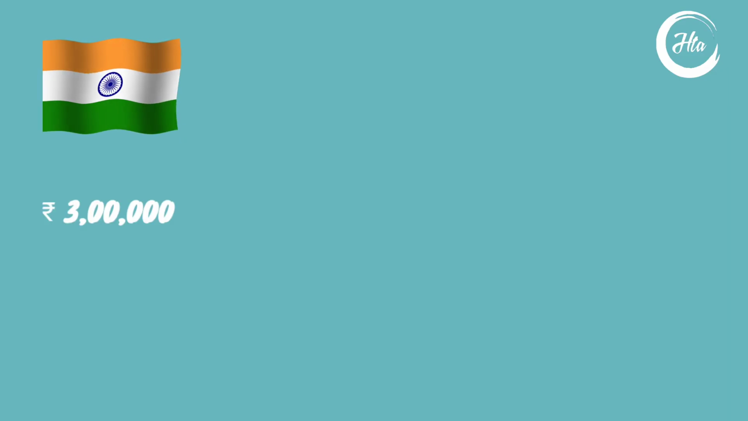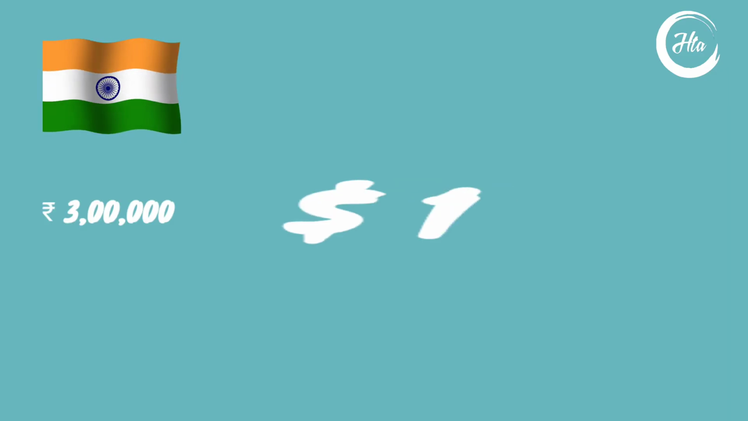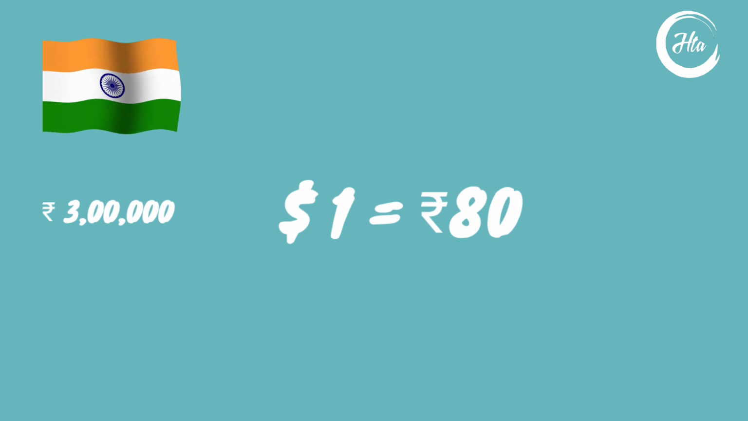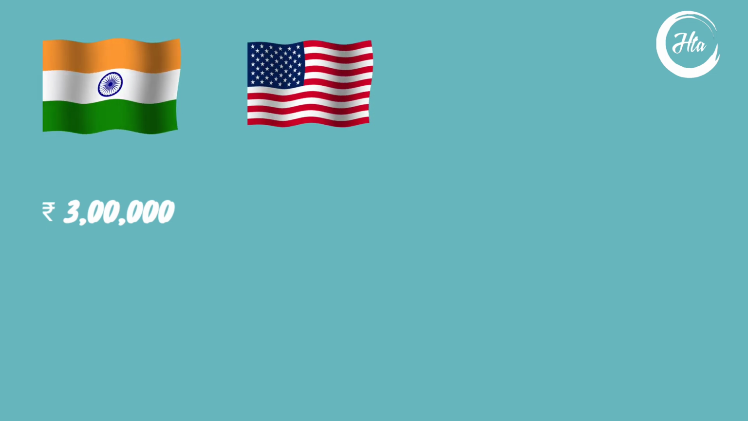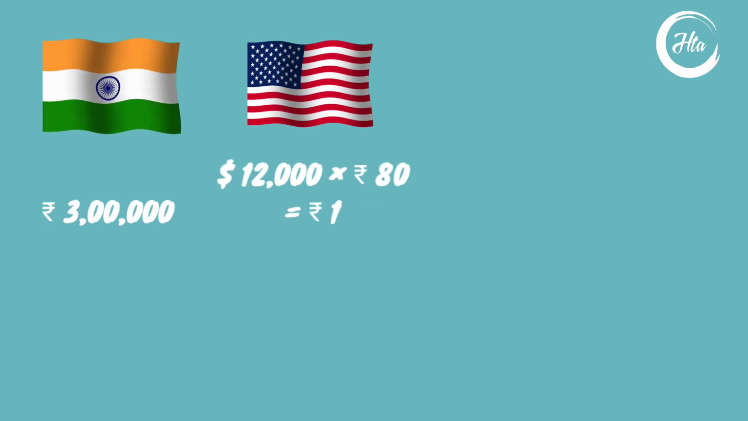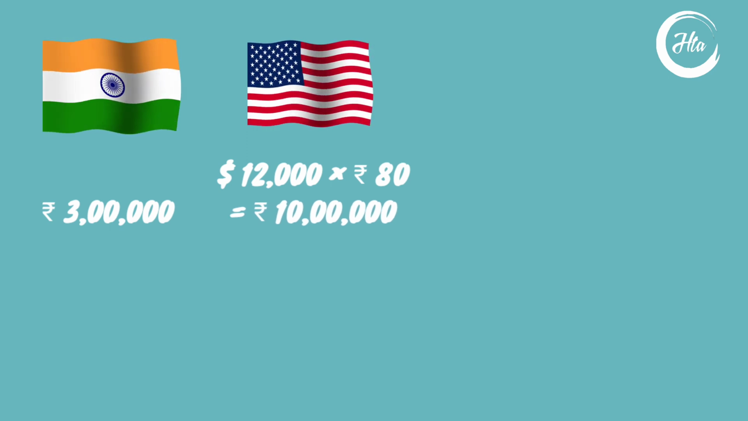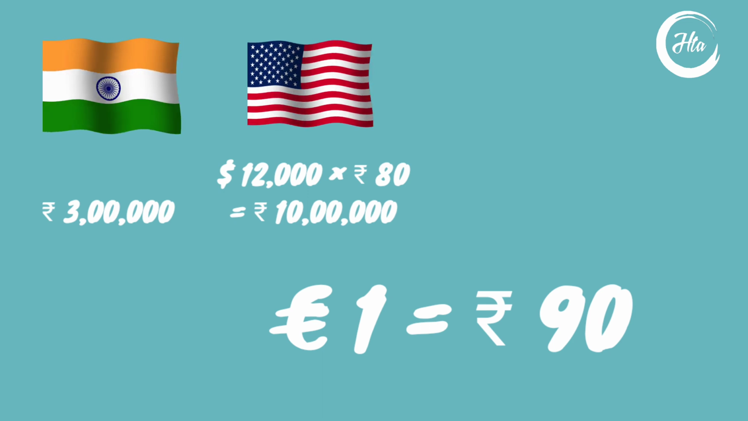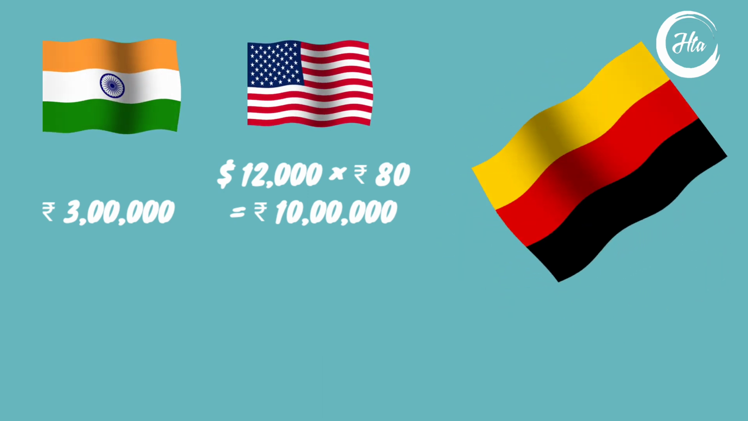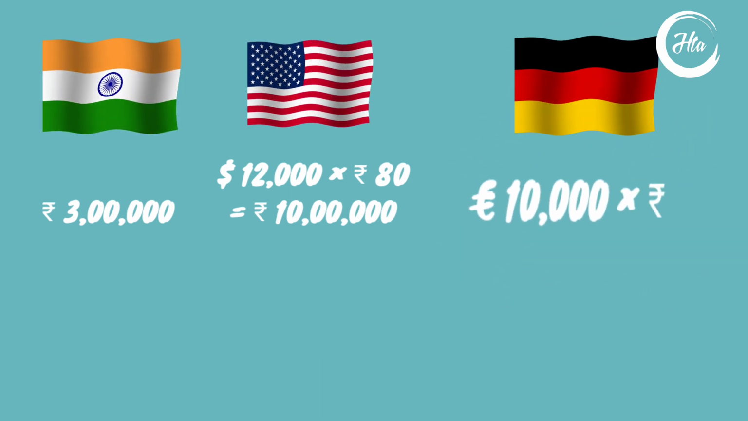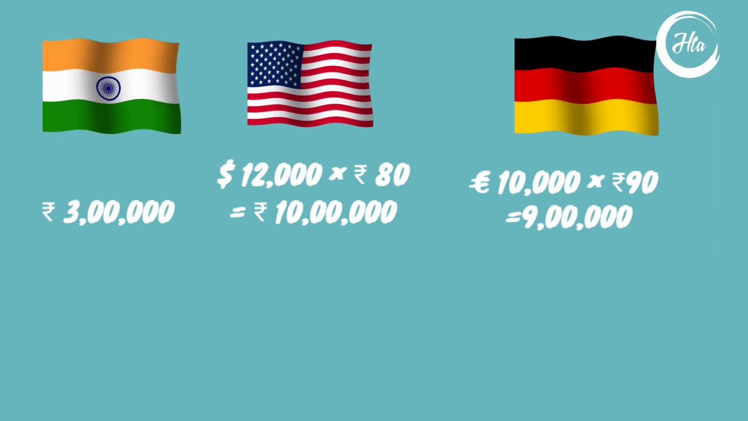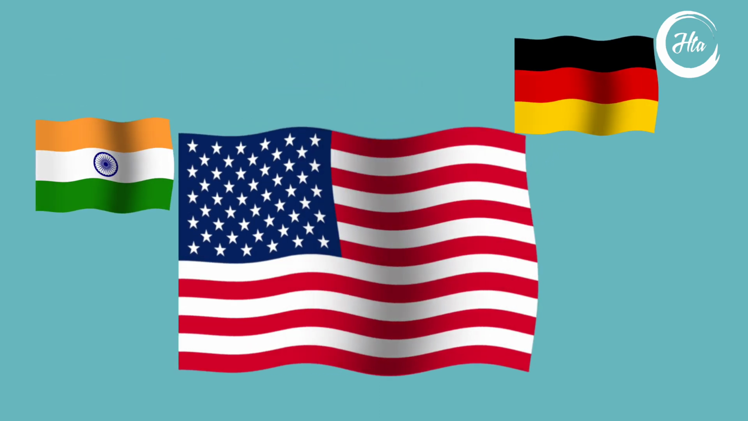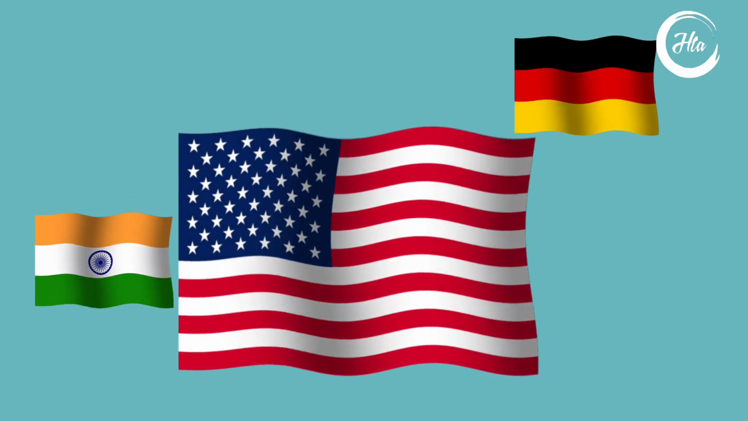You can say here, the first one is getting 3 lakh Indian rupees, and we know 1 US dollar equals almost 80 Indian rupees. So, the second one is getting 12,000 into 80 equals almost 10 lakhs Indian rupees. And we know 1 euro equals almost 90 Indian rupees. So, the third one is getting 10,000 into 90 equals almost 9 lakhs Indian rupees. And hence, the second one is getting the best salary of 10 lakhs.